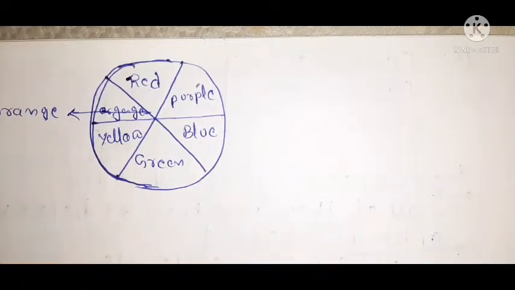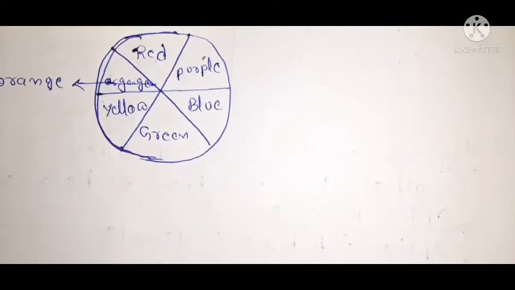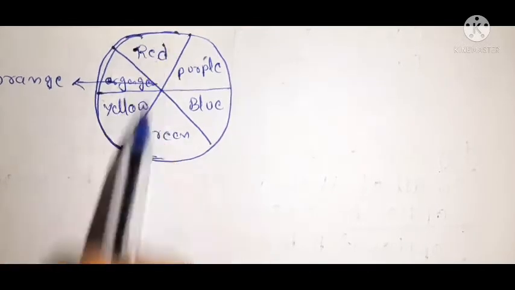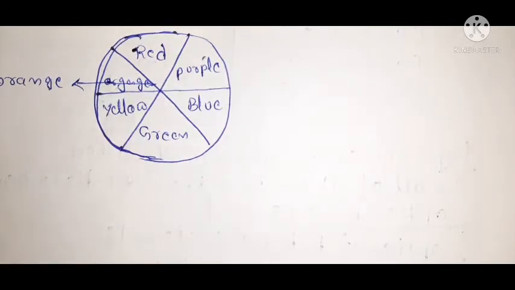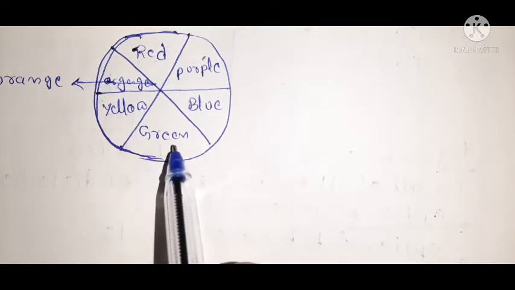Okay, this is orange. So this is a color wheel for coordination complexes. Opposite colors are complementary colors. See, the complementary color of red is green and the complementary color of green is red.